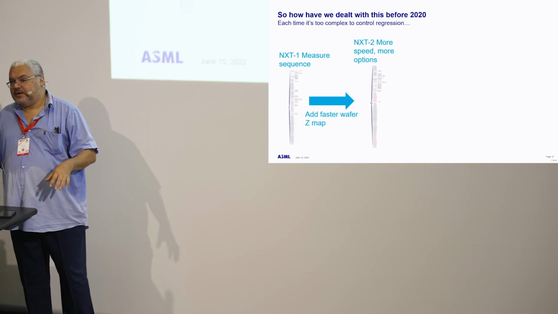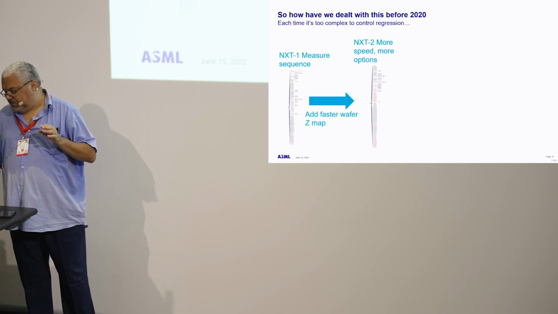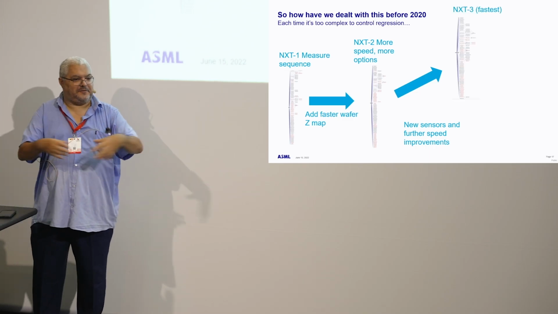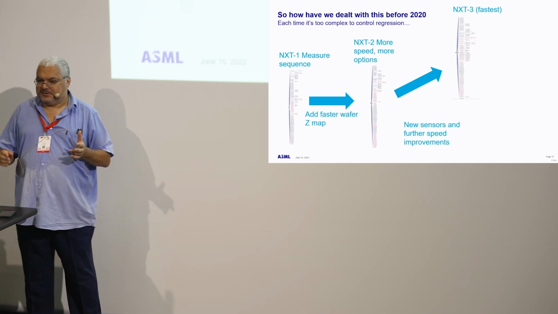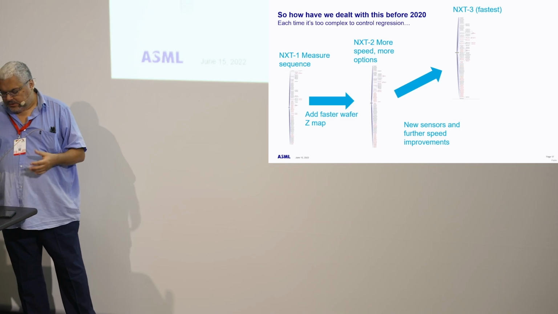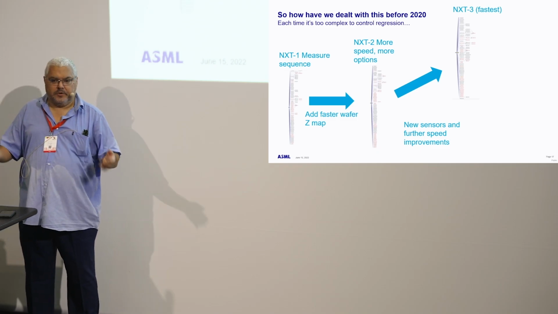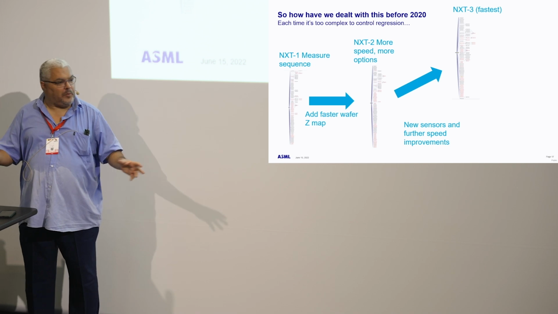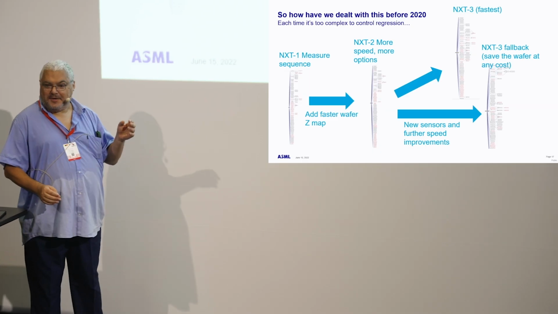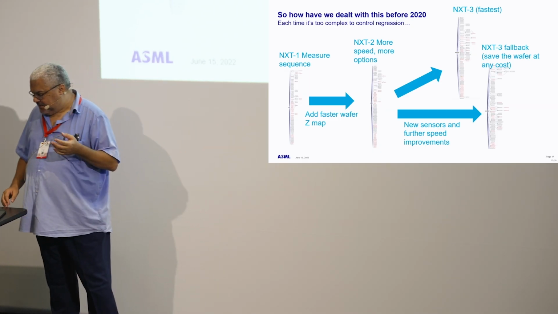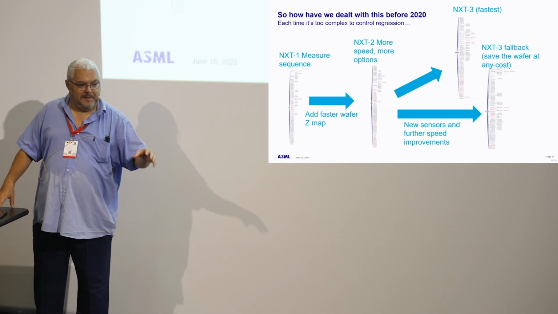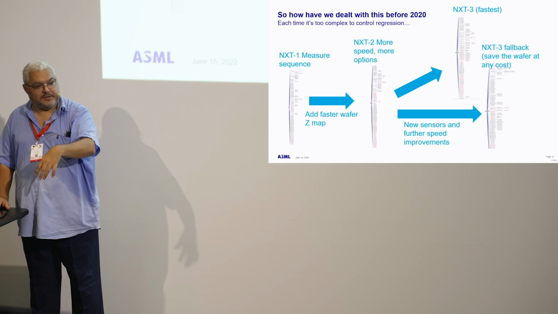Then we introduced NXT3, which added completely new sensor types, and we wanted an even faster sequence, so we built the NXT3 sequence, which is our fastest ever sequence, the one that's running at over 300 wafers an hour these days. And we also wanted to improve our most robust, save-the-wafer-at-any-cost sequence, so we extended that. You get the idea that basically we had replaced one complexity rabbit hole, gotten out of it, and then fallen straight into the next one.